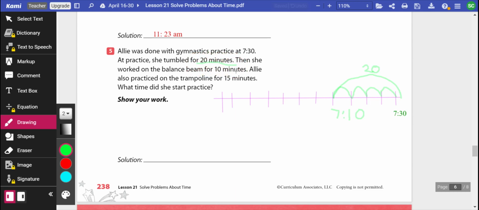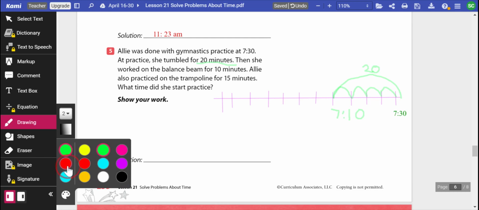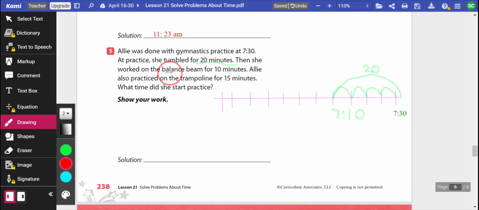She worked on balance beam for 10 minutes. All right, let's do our balance beam for 10 minutes. So we're going to take away 10 more minutes. 5, 10. So see these two fives together, that makes the 10 minutes that we're taking away. So from 7:10, if I'm going to take away 10, that's 7:05, and then 7 o'clock. This trampoline for 15 minutes. So right now it's 7 o'clock, and we're going to take away 15 minutes. 5, 10, 15. So all this together is going to be the 15 minutes.